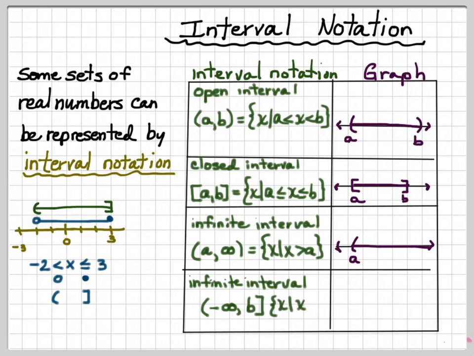If we have an infinite interval but it's going in the negative direction, then we would go from negative infinity to b included. Interval notation always goes from the least number to the greatest number, always from left to right. And this would be the set of all x such that x is less than or equal to b, and there is the graph of that.